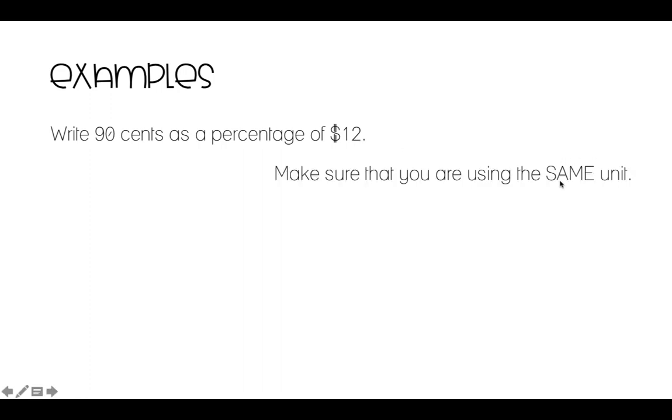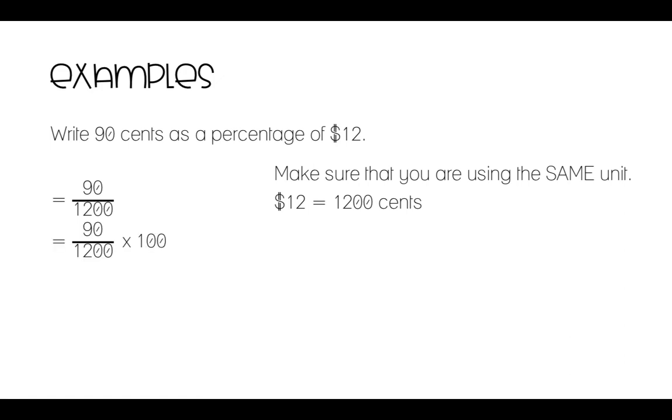So we're going to convert the $12 to cents, so we're going to make sure they are the same unit. So $12 is the same as 1,200 cents. So now let's write 90 cents as a percentage of 1,200 cents. So we say 90 over 1,200. Then we're going to just do the same steps. We're going to multiply it by 100 or 100 over 1. Cancel it down, so 100 goes into 1,200 12 times and into 100 once. So we end up with 90 over 12.